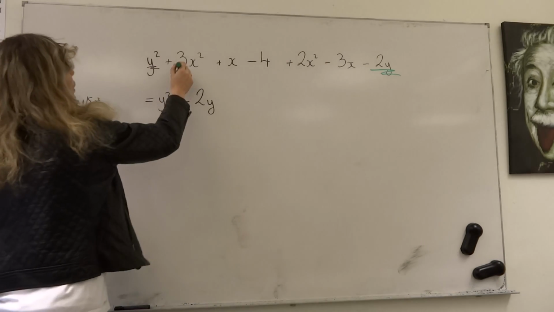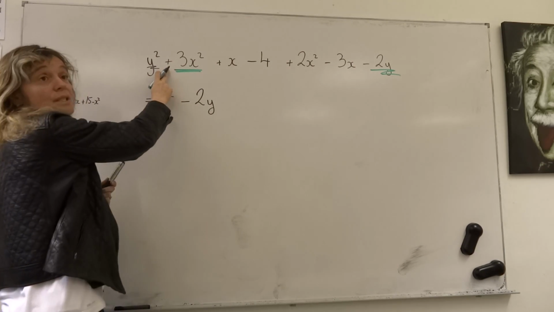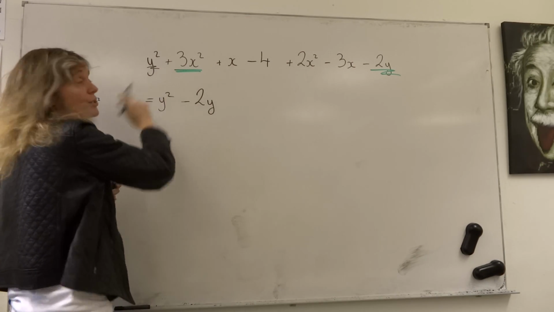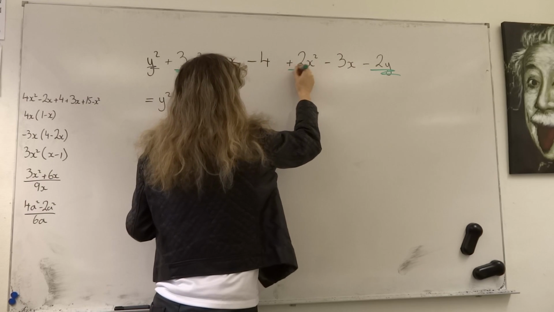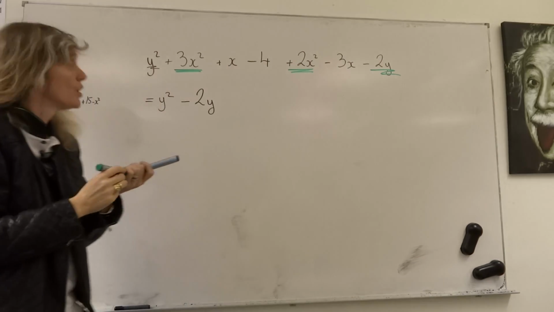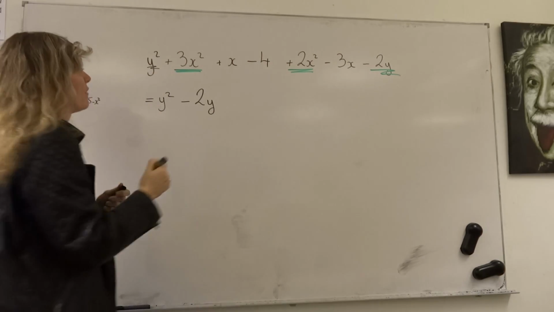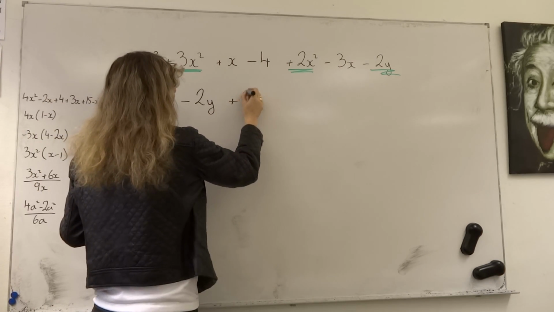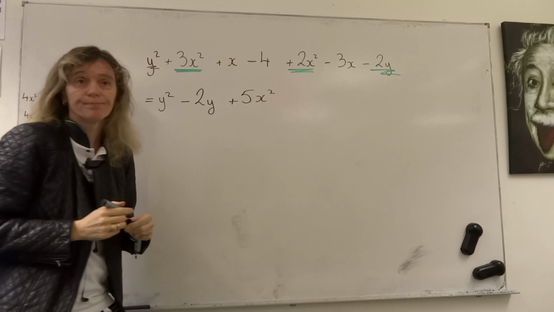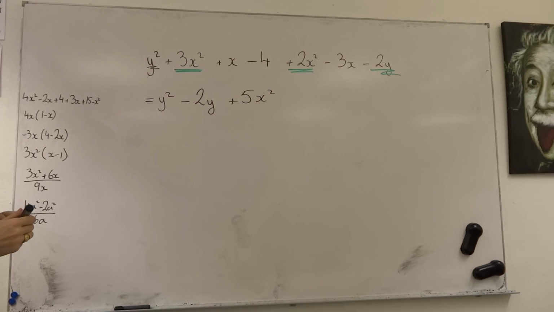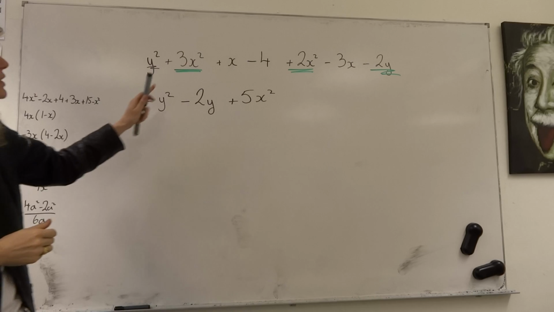I can see that there's 3x squared here. Notice there's a plus sign in the front, so that means plus 3. And I've got a plus sign in front of my 2x squared here. So I have 3 plus 2 is 5. So I have plus 5 x squareds. Now I finished my x squared terms, I finished my y squared terms, I finished my y.